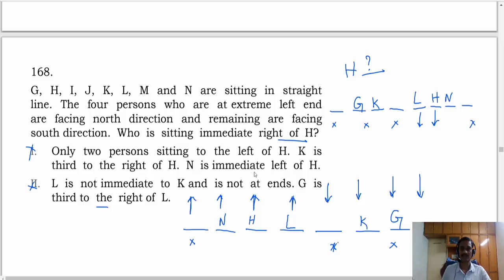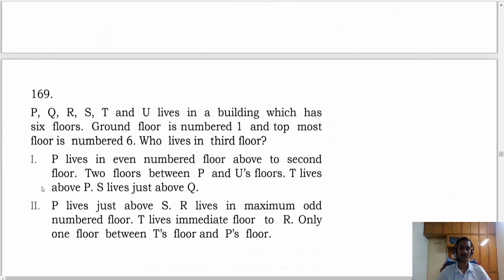Okay? N is an immediate left of H. Then who is sitting to the immediate right of H? Tell me, who is on the immediate right hand side of H? L. Here also L. Even when we have 2 possibilities, in both the answer is the same, L. Hence what is your answer? Both the statements are required. Choice for 168. Then 169.